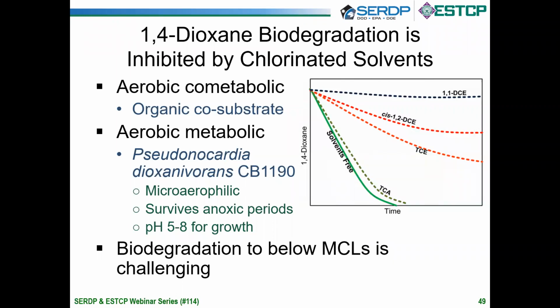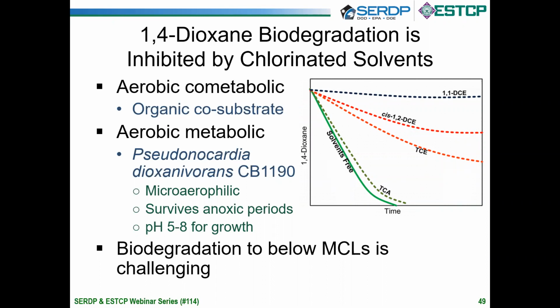Secondly, the MCLs, the maximum contaminant levels in various states, as Dr. Rittmann just showed, are at ppb to sub-ppb concentrations, down to 250 ppt. And those concentrations are challenging to meet by microorganisms, especially metabolic ones that really don't get much energy out of degrading this in the first place.